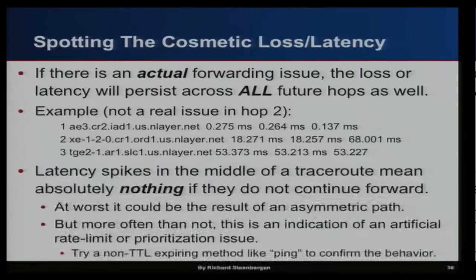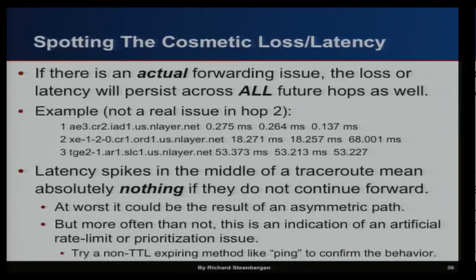So you need to figure out how you can tell the difference between the cosmetic loss and latency, the things that are just traceroute specific, and the things that are actual forwarding issues. The secret to that is that if it's an actual forwarding issue, the loss or the latency will persist across all future hops. So here's an example: at hop 2, you see 18 milliseconds, 18 milliseconds, 68 milliseconds, oh no, the world's ending. Well, actually not, because it goes away in hop 3. That means it was purely a function of the ICMP generation. If it was affecting all packets, you would see at least 68 milliseconds or more persist all the way through in the next hop. Sometimes you need more probes to figure that out for sure.